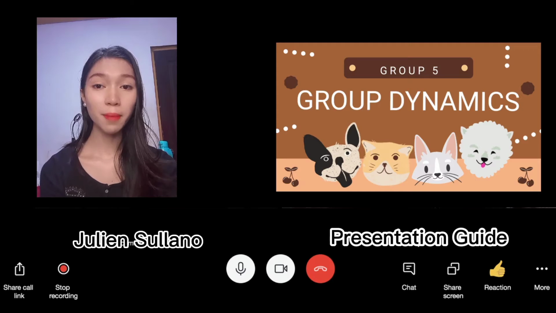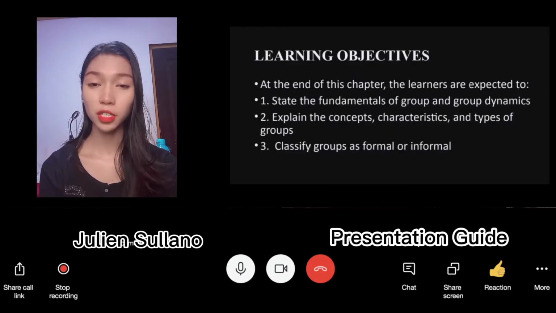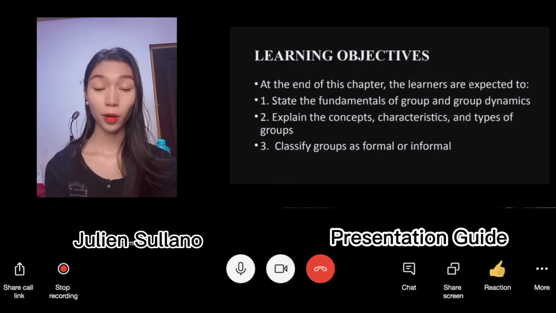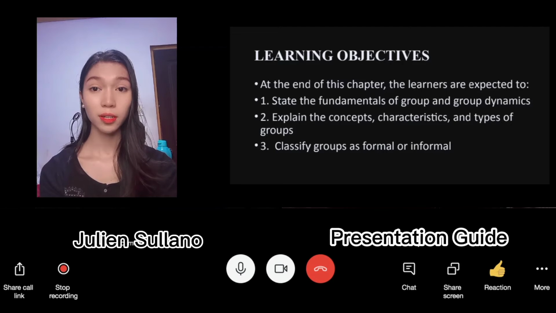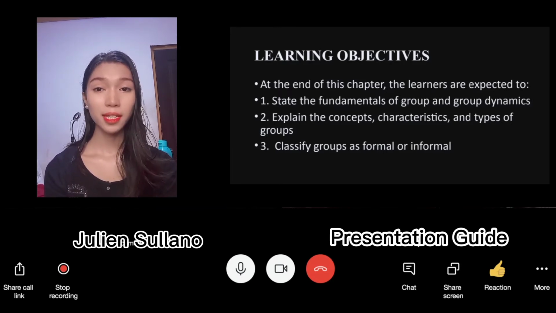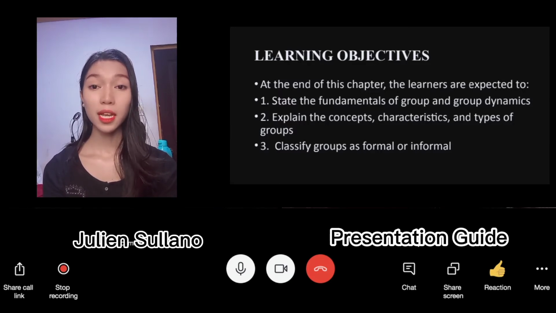So before I begin, let's talk about the learning objectives. At the end of the discussion, the students or the learners are expected to state the fundamentals of group and group dynamics. Next is to explain the concept, the characteristics, and the types of groups. And lastly, they should be able to classify the groups as formal and informal groups.